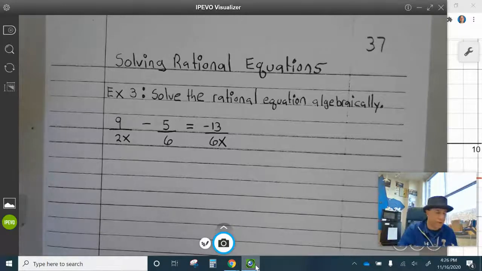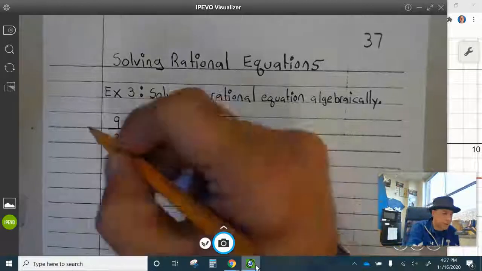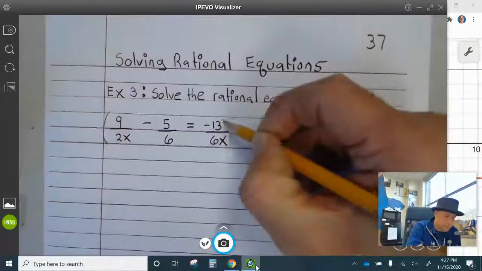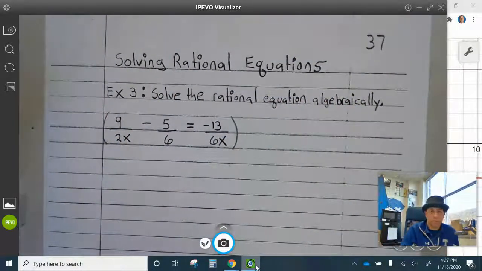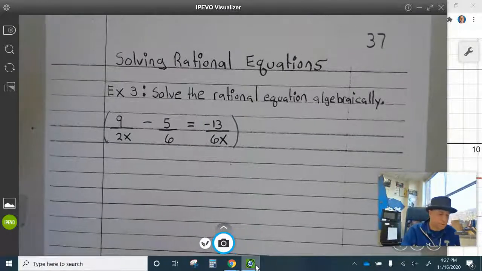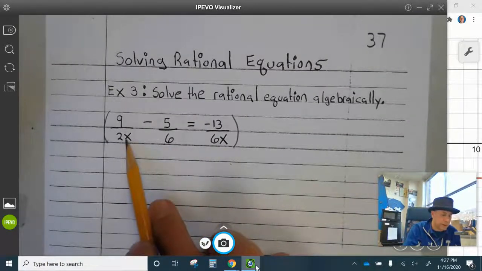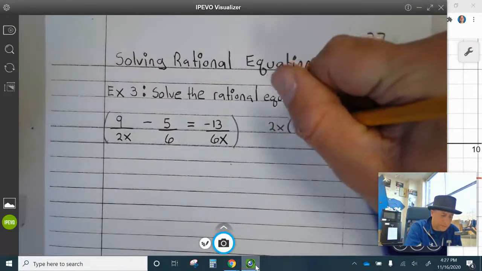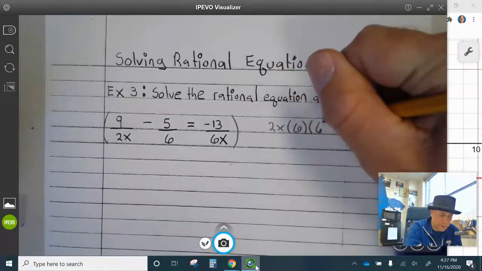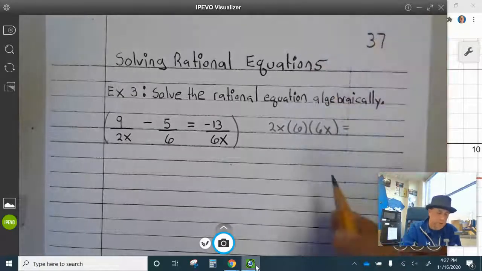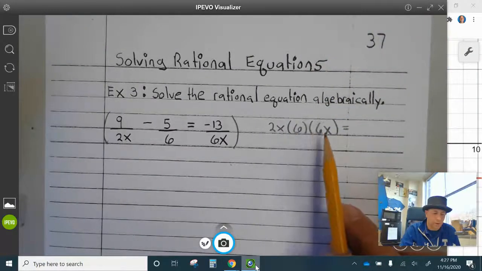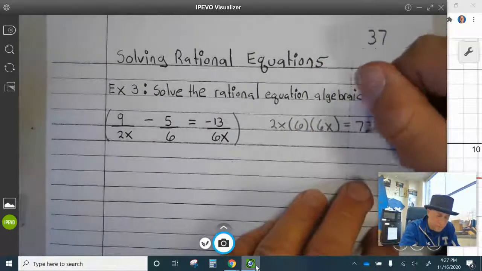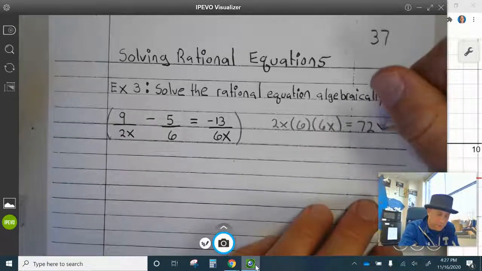Example 3. Solve the rational equation algebraically. First thing we do is multiply by the common denominator. Now, the easiest way is to multiply all the denominators to get the common denominator. So 2x times 6 times 6x is, well, 6 times 2 is 12, 12 times 6 is 72. x times x is x squared.